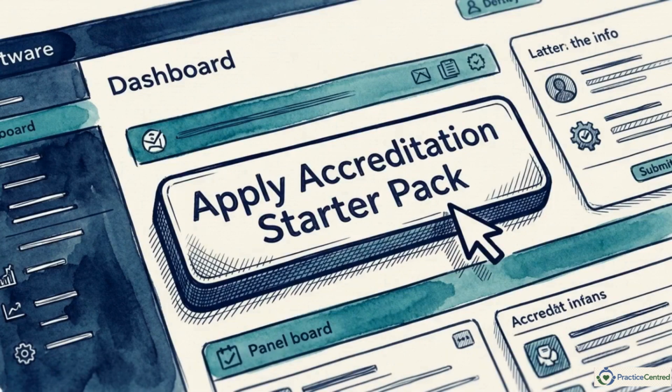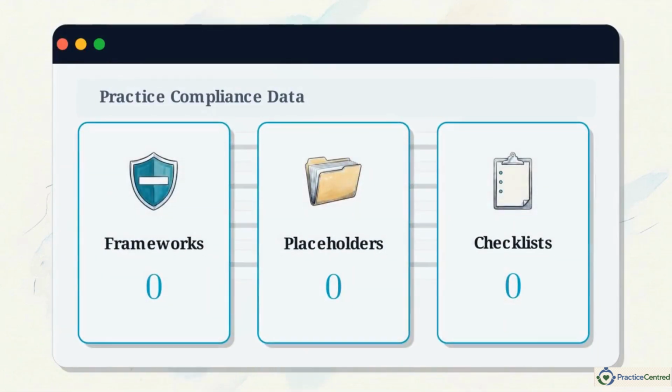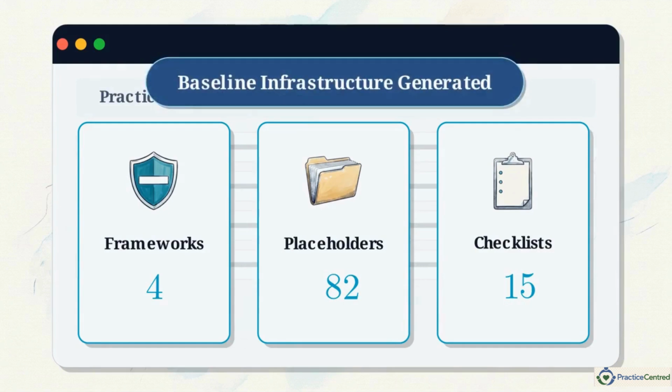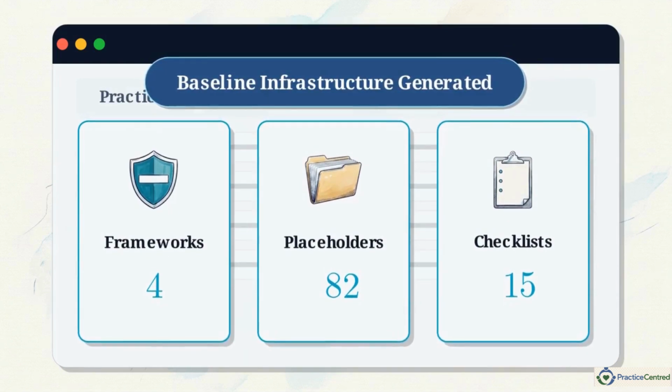Step 1 is applying the Accreditation Starter Pack. When you deploy this pack, it safely generates baseline frameworks, placeholders, and checklists. It is non-destructive, meaning it won't overwrite existing practice data. The system instantly reports exactly how many of each item it created, giving a clear inventory of the new structure.